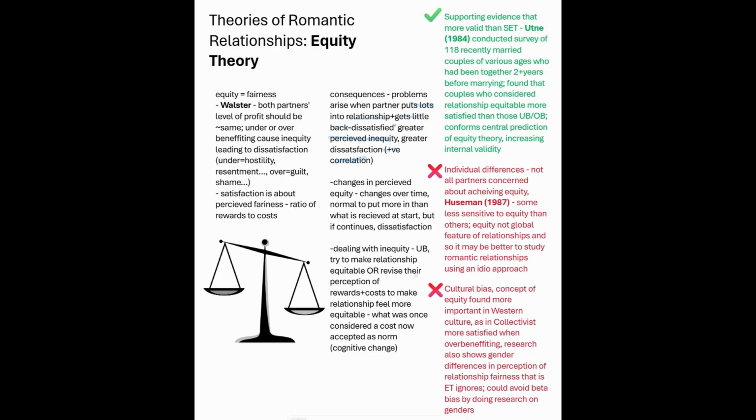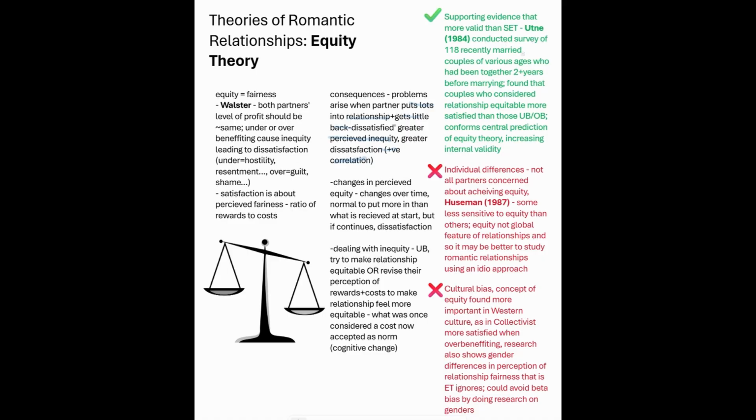Dealing with inequity. It's found that under-benefiting people try to make a relationship equitable, or revise their perception of rewards and costs to make the relationship feel more equitable. What was once considered a cost is now accepted as a norm. This is a cognitive change. This is supported by evidence that this is more valid than the social exchange theory.